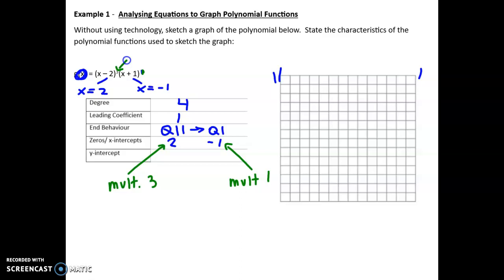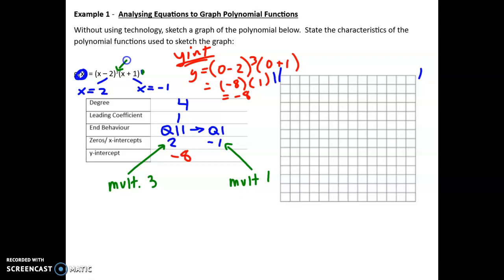Now the final thing is our y-intercept. Now in factored form, you have to do a little more work for the y-intercept. How do you always find a y-intercept? Set x to 0, yeah? So to find my y-intercept, I'm going to put 0 in for my x's. So y equals (0 - 2) cubed, and then (0 + 1) to the power of 1. So (-2) cubed is going to be -8 times 1, which is going to be -8. So my y-intercept, again, is -8 when I plug in 0 for x. Same process as always, plug in 0 for x to find y.